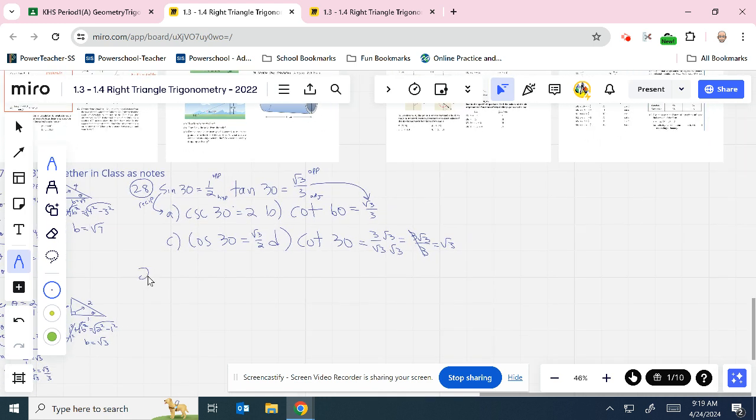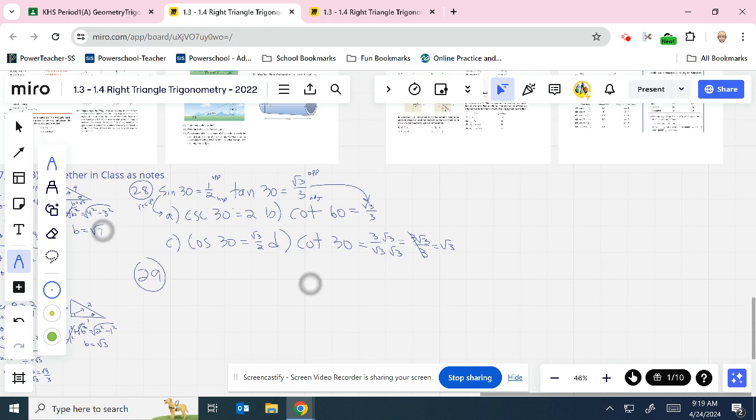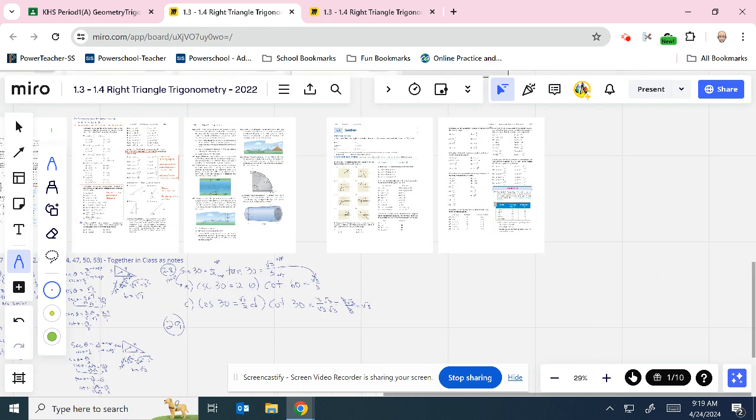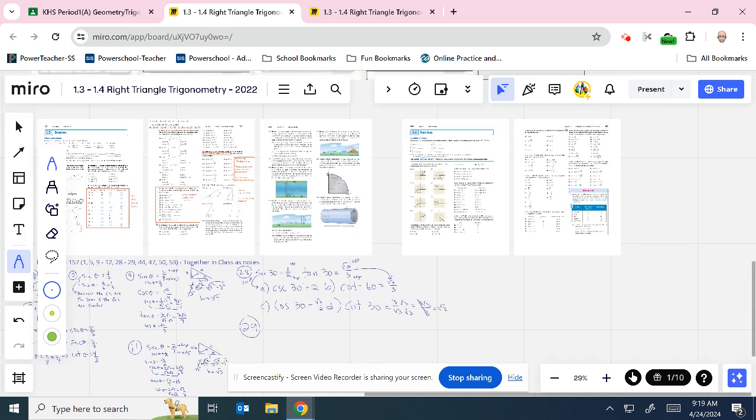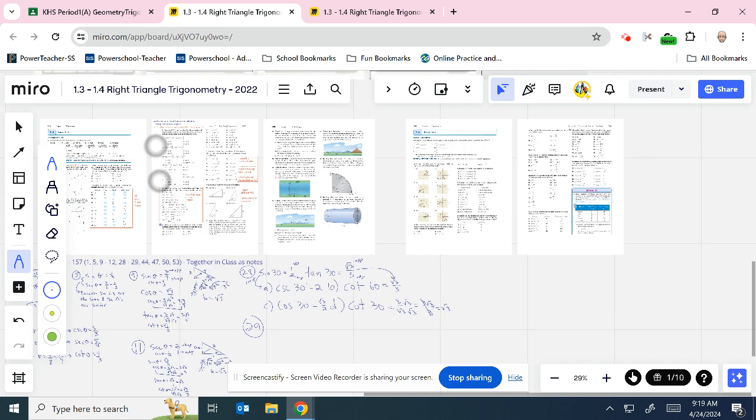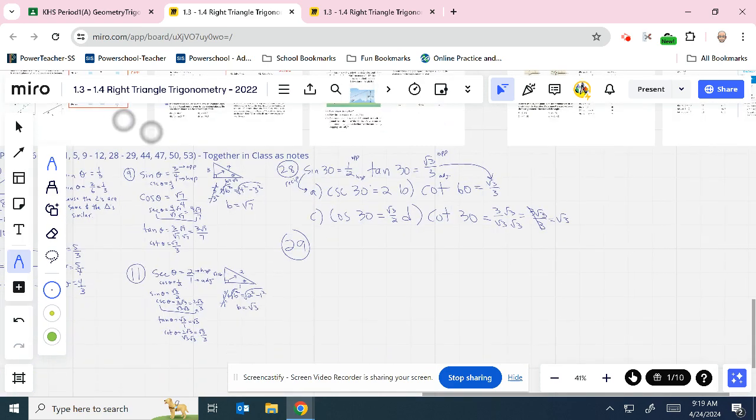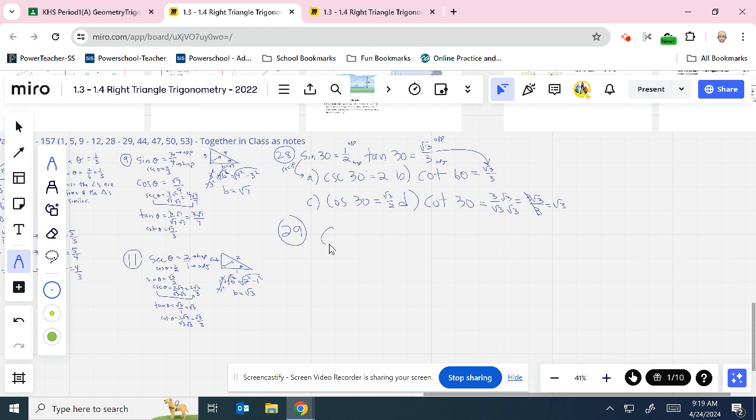Let's go to 29. 29, they're giving us the cosecant is radical 13 over 2. They're just giving us clues. So we know that hypotenuse is radical 13 and opposite is 2.